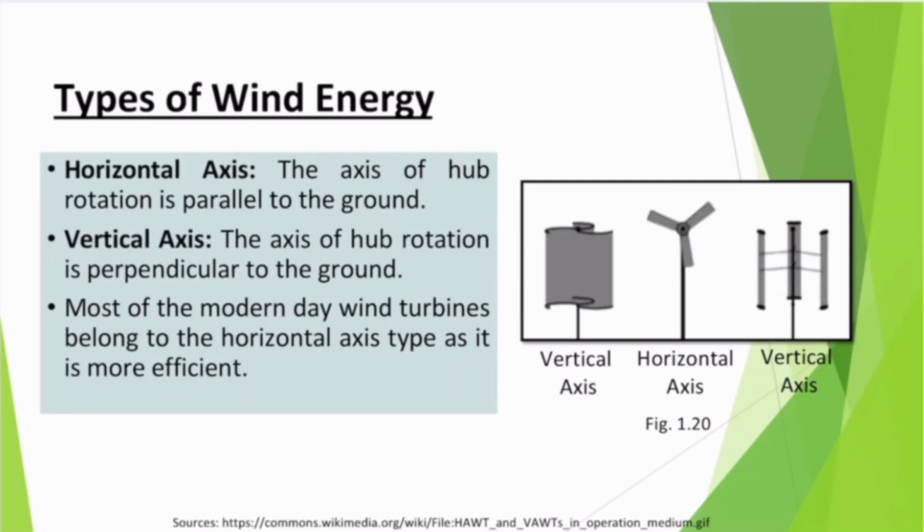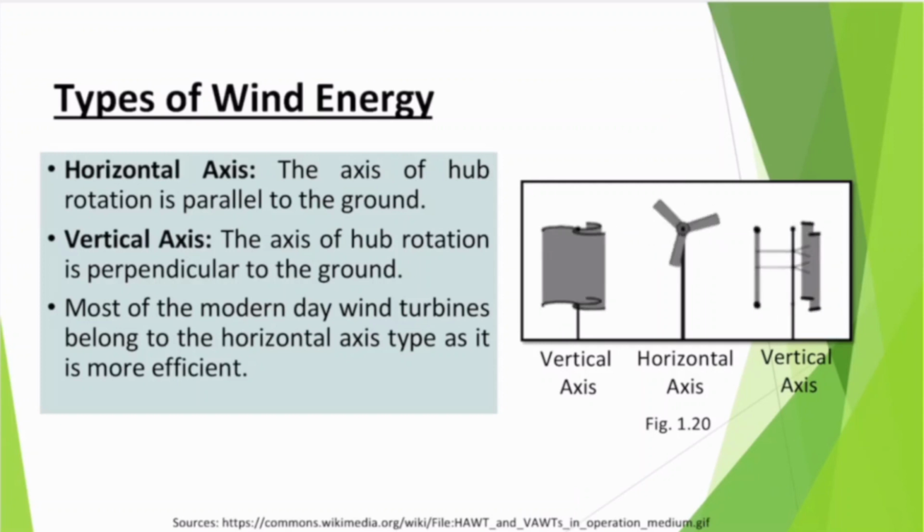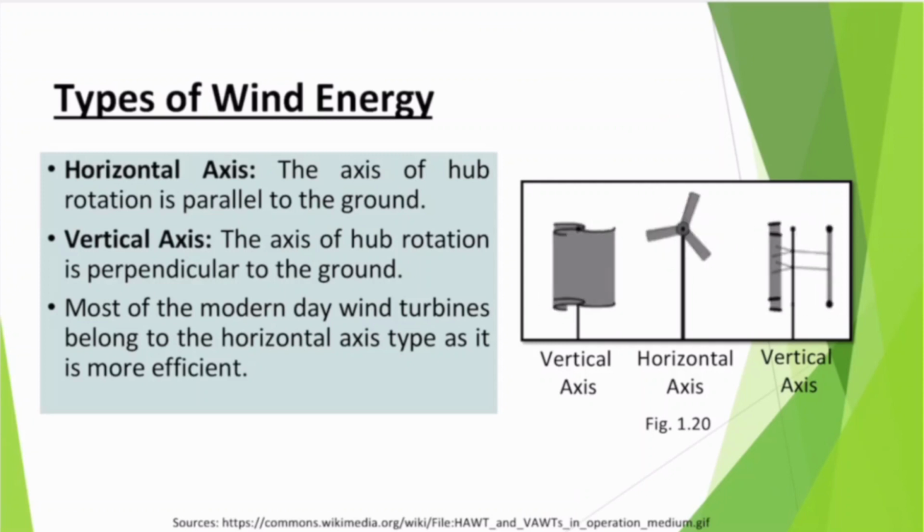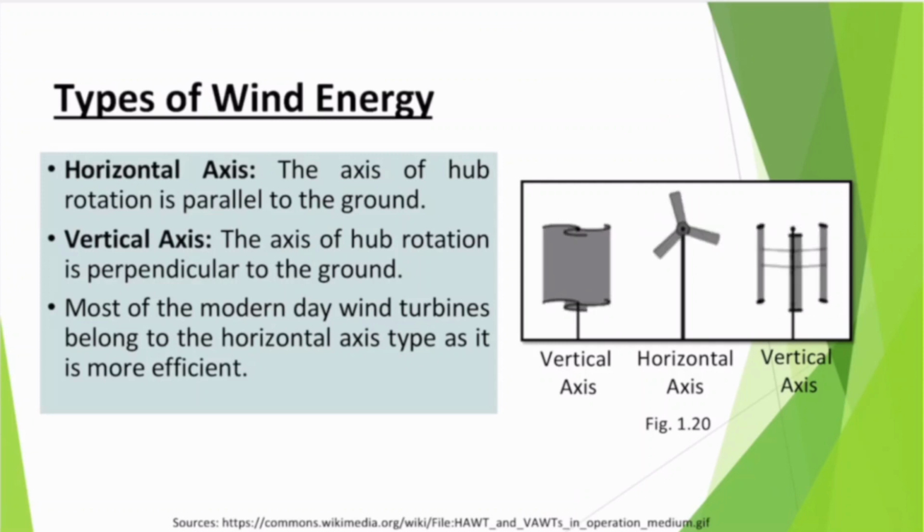Now, if you see the types of wind energy, there are different types of technologies that help you understand how wind can be converted into energy. One is known, very importantly, as horizontal axis. The axis of rotation is parallel to the ground. The second is vertical axis. The axis of hub rotation is perpendicular to the ground. Most of the modern-day wind turbines belong to the horizontal axis type as it is more efficient.